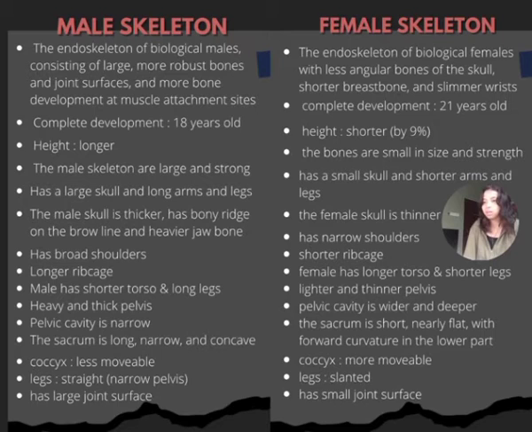The sacrum is long, narrow, and concave for the male skeleton, whereas the female sacrum is short, nearly flat, with forward curvature in the lower part. The male coccyx is less movable. The female coccyx is more movable. The male legs are straight, the female legs are slanted. The male skeleton has large joint surfaces, the female skeleton has small joint surfaces.